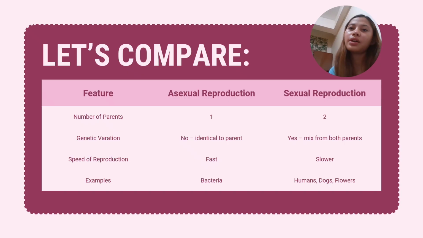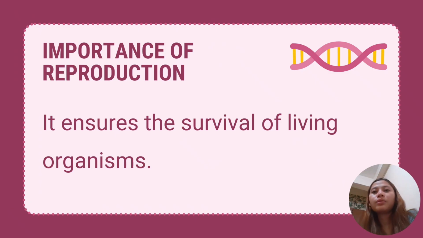And we have to know why we are tackling this topic today, or what the importance of reproduction is, simply because it ensures the survival of living organisms. Without it, species would eventually disappear. It also allows genetic information to be passed from one generation to the next.